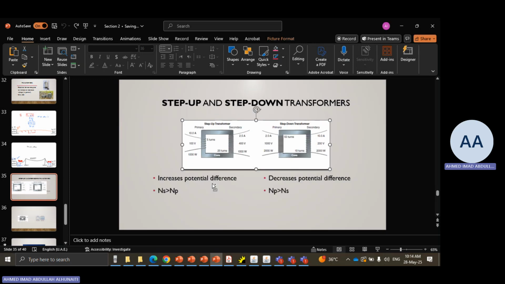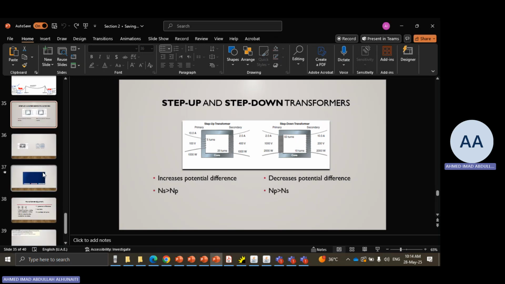Now let's see the distinction between them. Like we said, the number of turns and their goal. The step-up transformer, if you look carefully, increases the voltage while decreasing the current. This is the main goal behind the transformer. In a step-down transformer, the opposite is true. We step down the voltage while increasing the current, and the power is maintained on both ends.